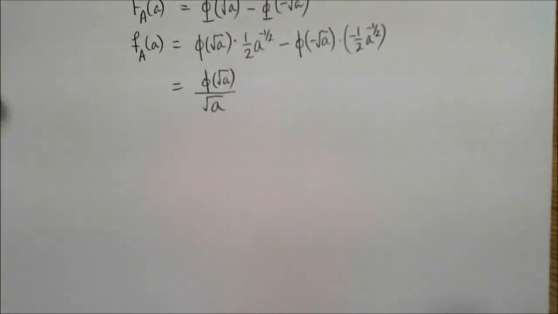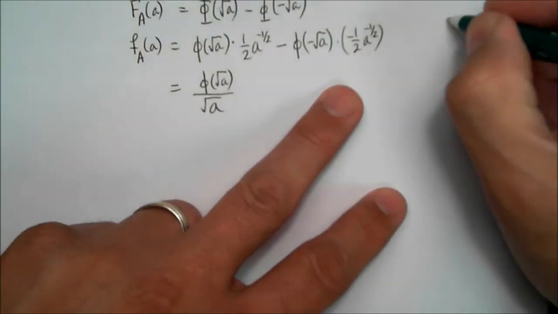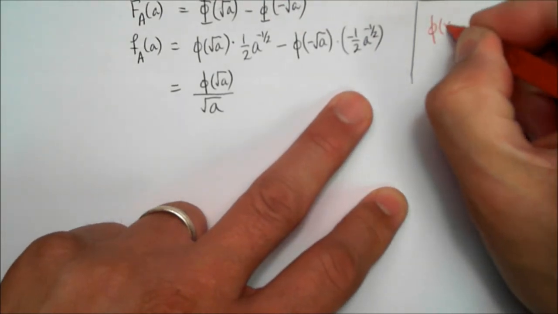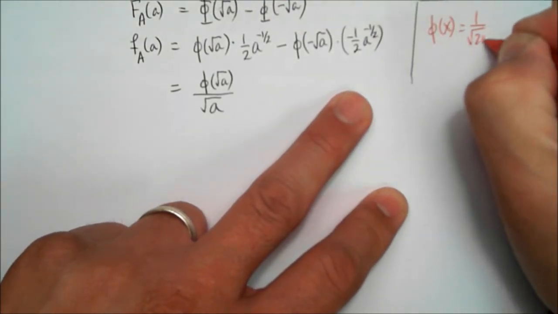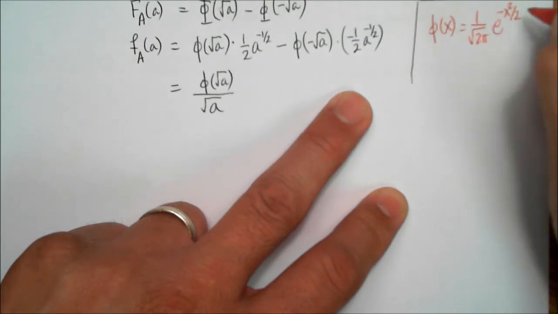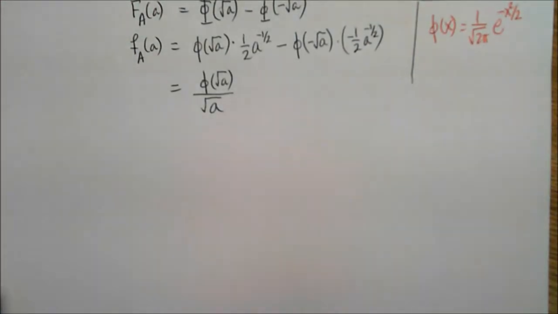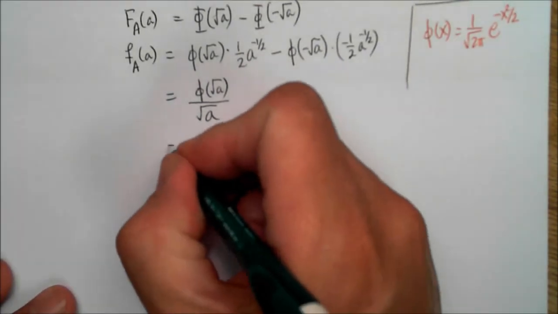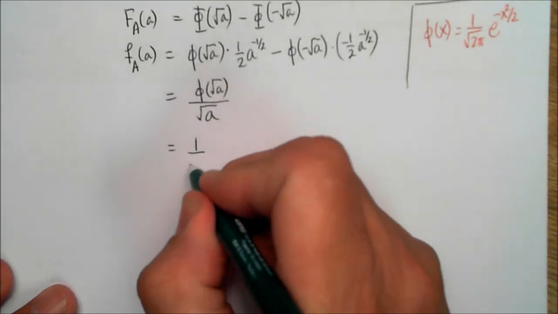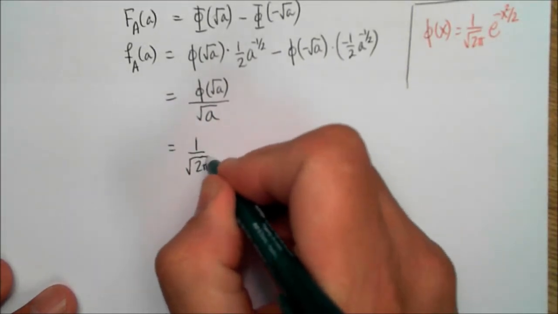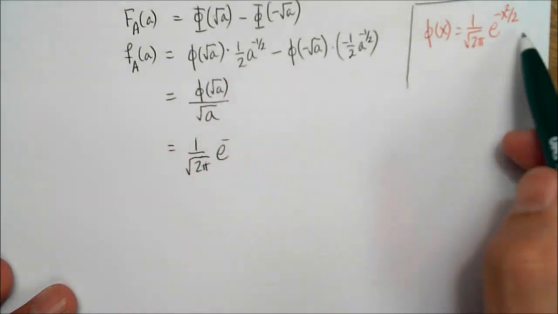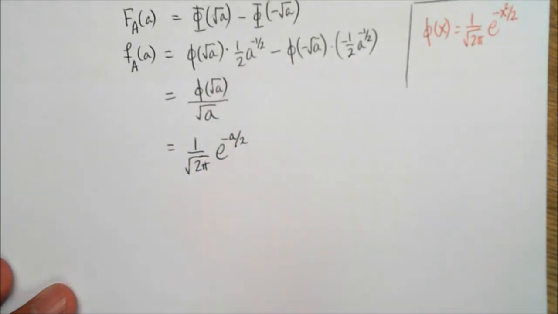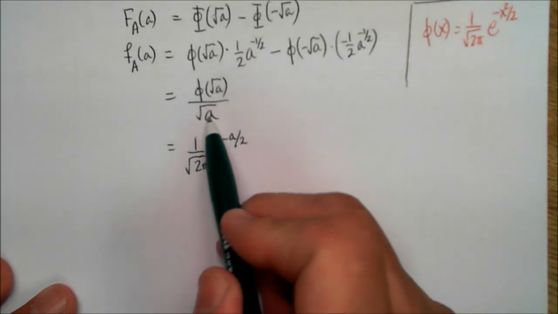To evaluate this, I remind myself that the PDF for a standard normal random variable is equal to 1 over square root of 2 pi e to the minus x squared over 2. That is the PDF for a standard normal random variable. So plugging in, we get that this is equal to 1 over square root of 2 pi times e to the minus, now instead of x squared, it is square root of a squared, so simply a over 2. And then I have this extra square root of a down here on the bottom.